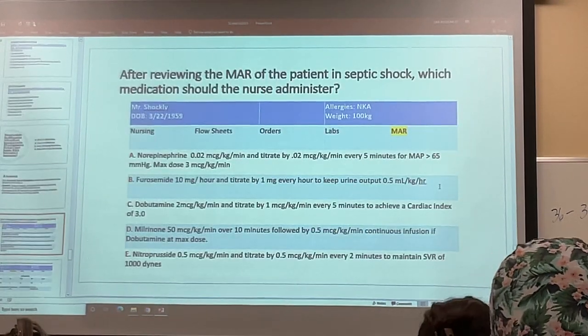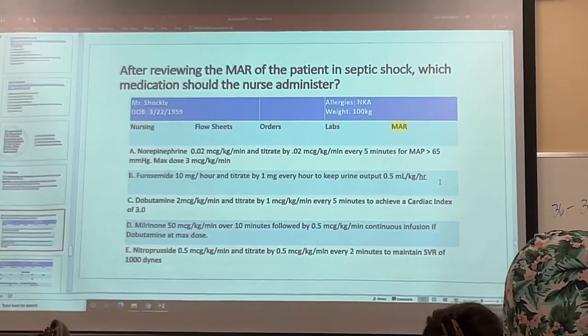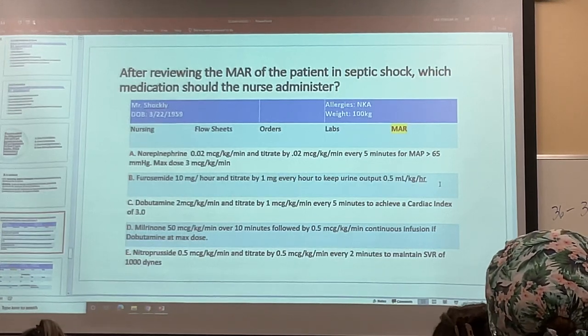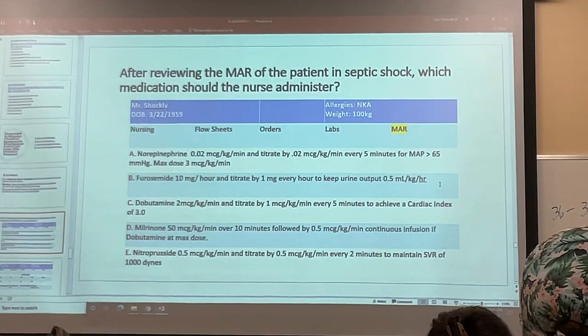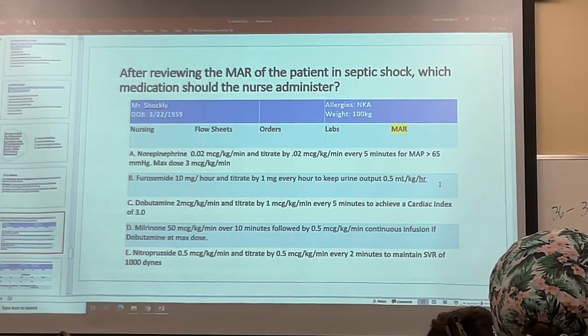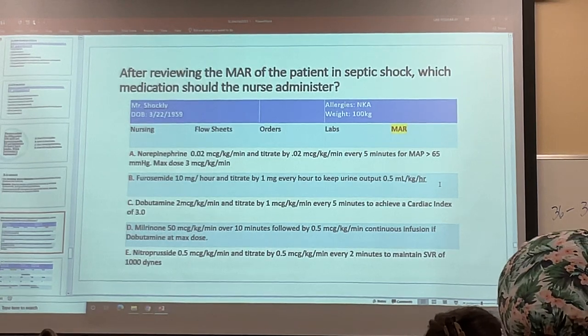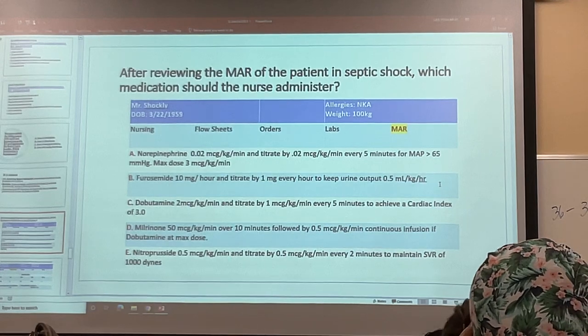All right, let's see here. After reviewing the MAR of the patient in septic shock, this is definitely an application-level question. Which medicine should we administer? If I can only pick one, which one are we going to pick? The norepinephrine, 0.2 mics per kilogram per minute, titrated every 5 minutes to get a MAP greater than 65.